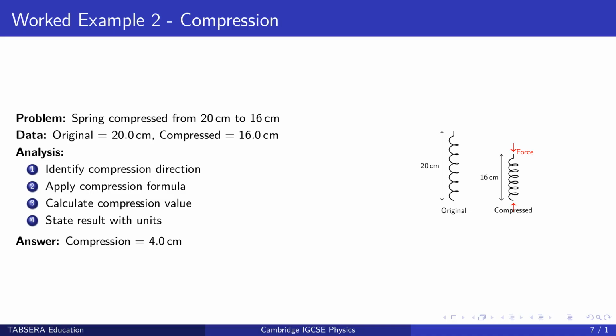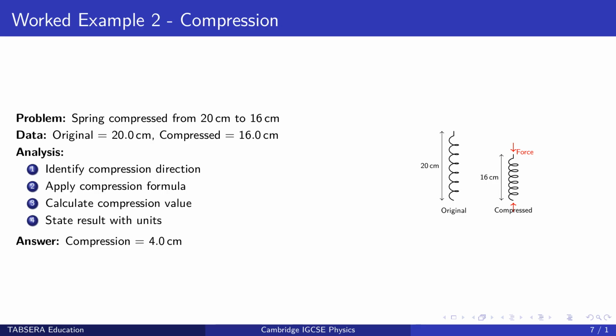Example 2 demonstrates compression, which is the opposite of extension. The problem is, a spring is compressed from 20 centimeters to 16 centimeters. Find the compression. The data shows original length of 20.0 centimeters and compressed length of 16.0 centimeters. Now we analyze. First, identify compression direction. The spring becomes shorter, so this is compression, not extension.